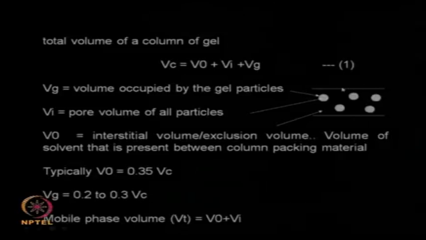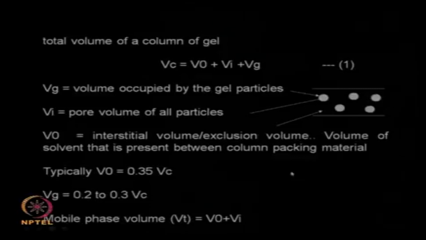Now the volume occupied by the mobile phase will be occupying all these empty spaces, that is the V0, plus the mobile phase will also be present inside the pores, that is the Vi. So the total volume of the mobile phase inside the column will be V0 plus Vi. Vg is the actual volume occupied by the gel particle. So one needs to have some idea about the swelling capacity of the gel, the volume of the pores, and the packing density. All these parameters will affect the total volume of the column.